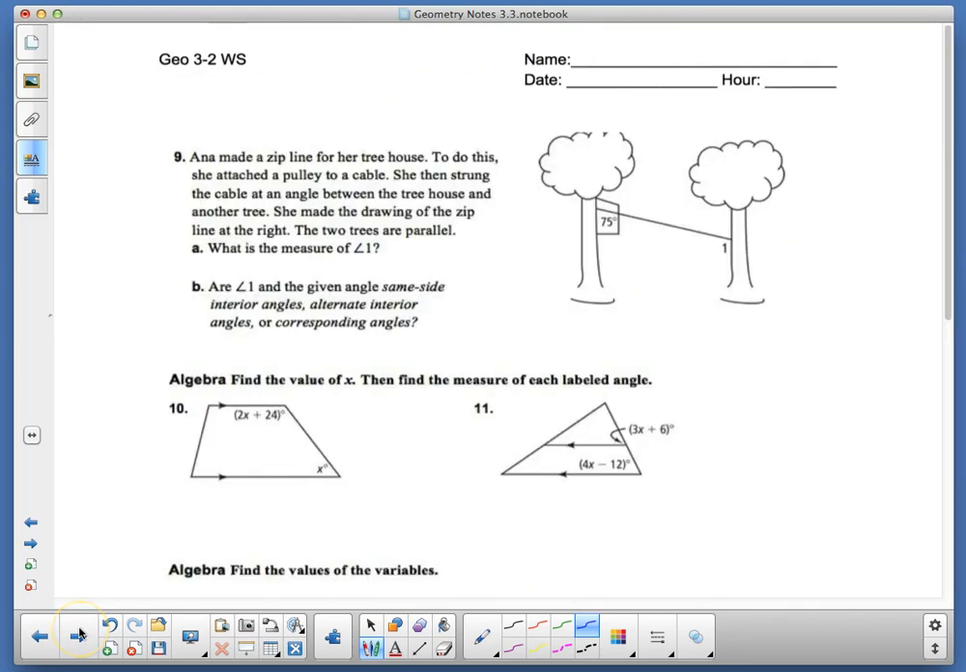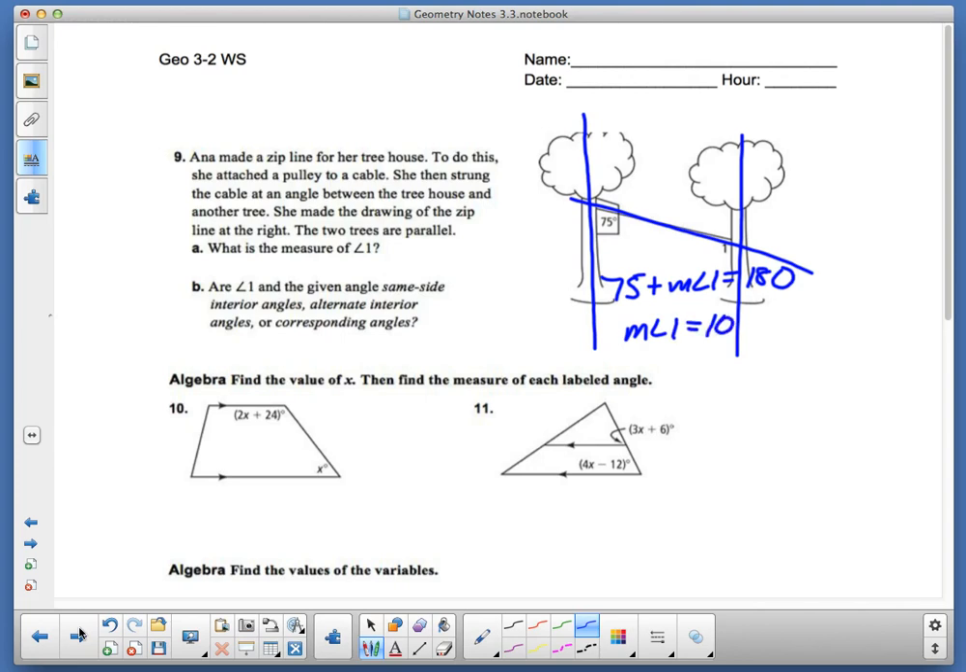Okay, going on. In 9, Anna made a zip line for her tree house. To do this, she attached a pulley to a cable. Well, check out, these trees are parallel. They're telling us that they are parallel. I got a zip line. Hey, look, they're same side interior. So I got 75 plus whatever the measure of angle 1 is equal to 180. Well, the measure of angle 1 must therefore be 105.